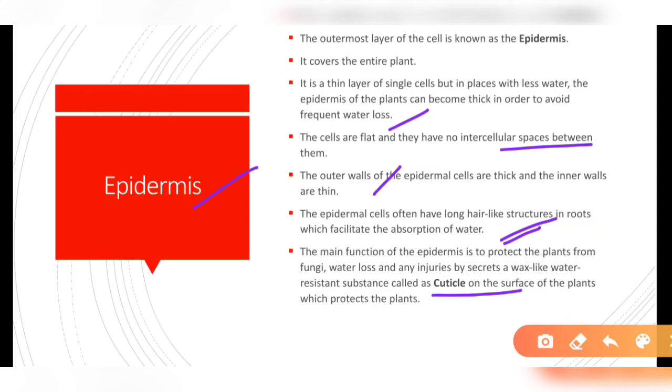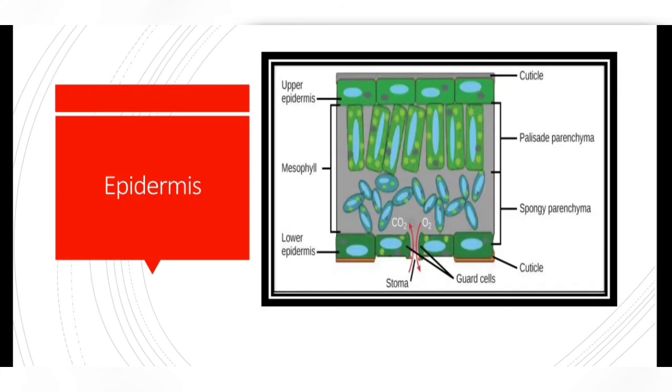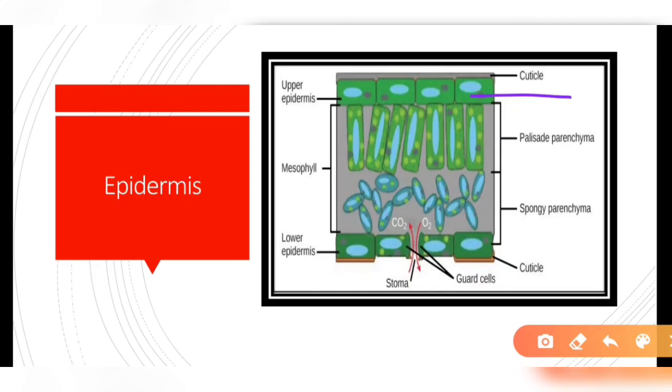So the epidermis is the protective tissue in the plant which covers the whole plant and protects it from injury and viruses. It also prevents the excessive loss of water. You can see here there are two layers. This is a microscopic picture of a leaf, where the epidermis is present at the upper part, which we call the upper epidermis, and the lower epidermis has the stomata, which help in the exchange of gases for photosynthesis as well as for the transpiration process.